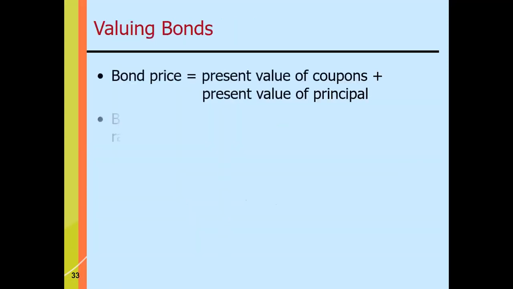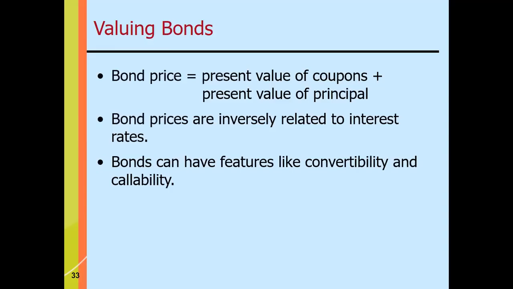Then valuing bonds, as a review, we have to take note that bond price is the present value of the coupons or interest plus the principal, of course, at present value. Then we have to apply the time value of money principles also. For the coupons, it would normally and usually be the ordinary annuity, and the principal is the PV of 1, the present value of 1. We have to take note that prices are inversely related to interest rates, such that the higher the interest rates, the lower the bond prices.